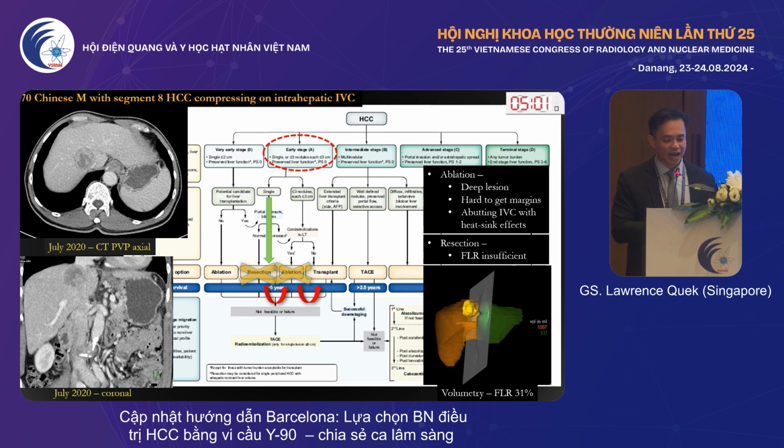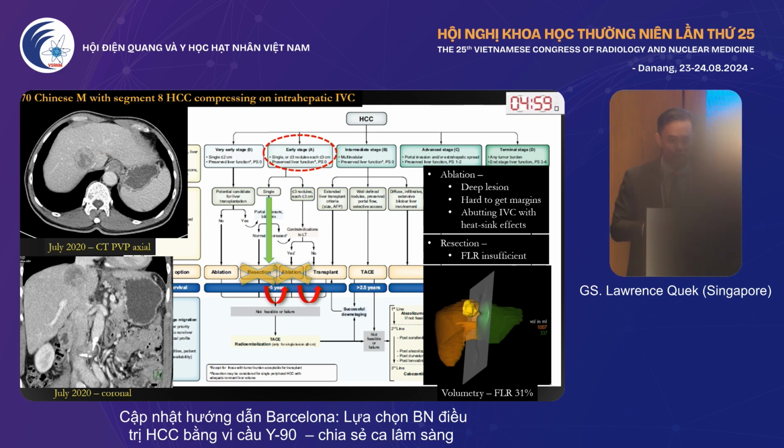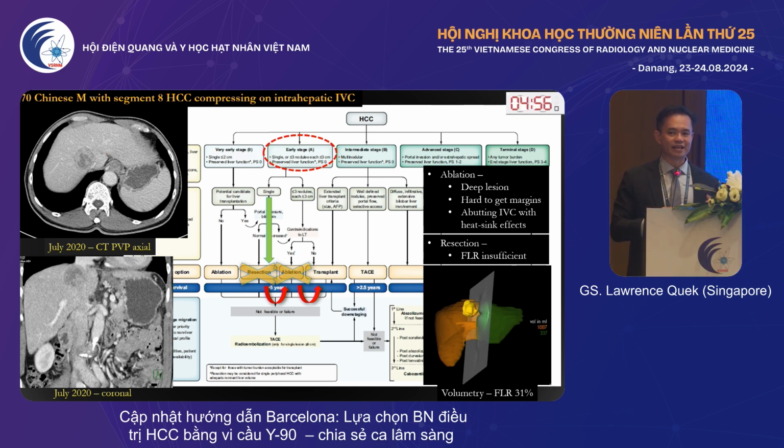All right, and it's abutting the IVC with heat sink effects that is real. Although if you use microwave, that is probably not so much an issue, but still it is present. So, and for transplant, the wait list is long, and we need to treat this patient, and hence we've gone down to do Y90 for this patient.